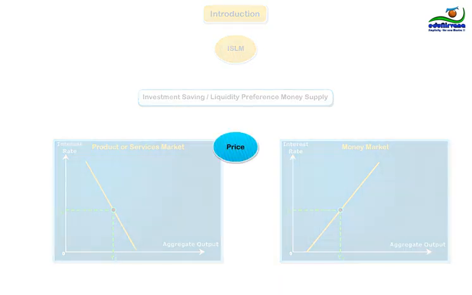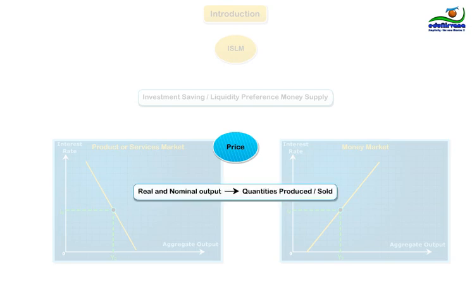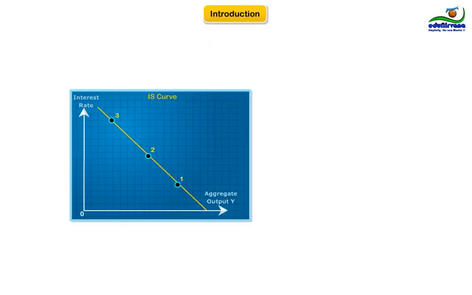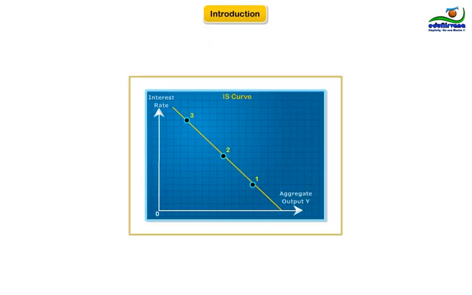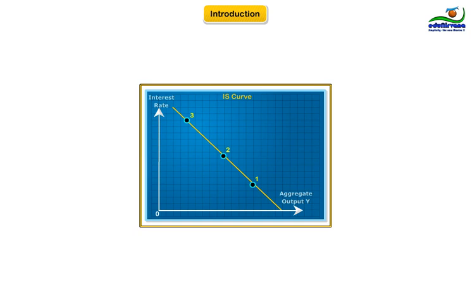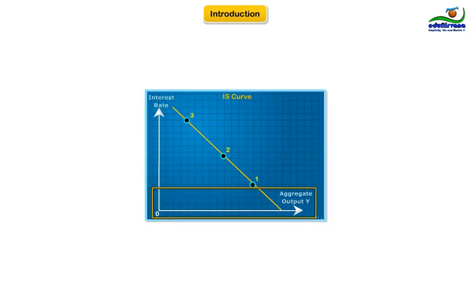Mind you, the price assumption still holds here, so the real and nominal output is still directly proportional to the quantities produced or sold. ISLM model consists of two submodels, IS and LM. IS captures the equilibrium aggregate output versus interest rate movements.